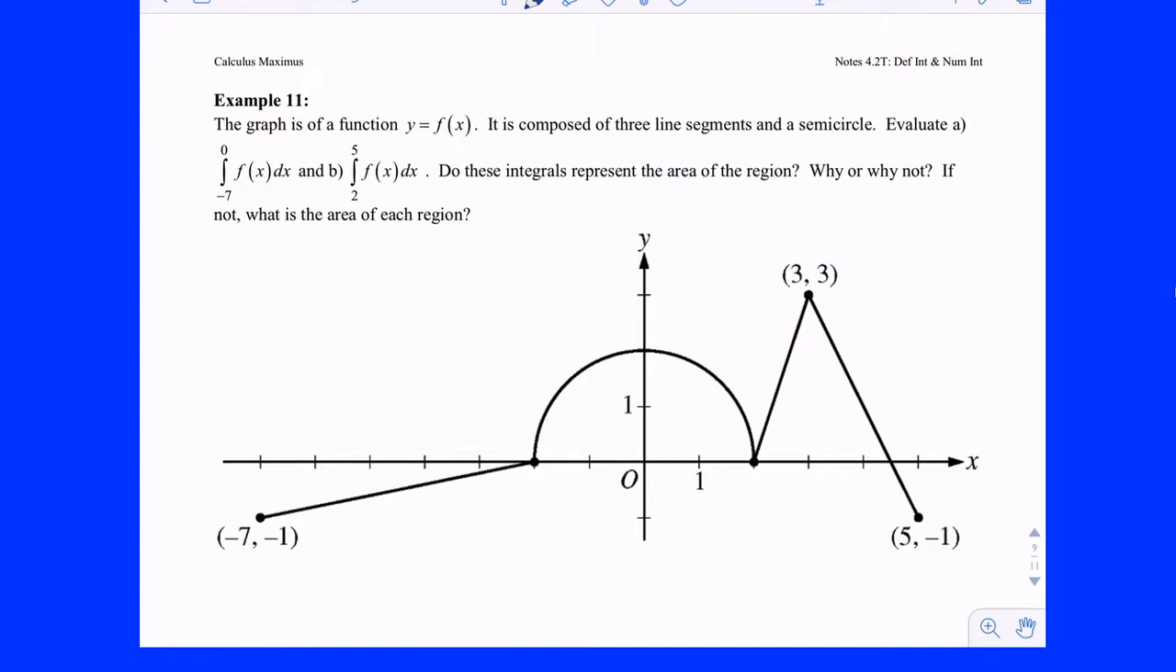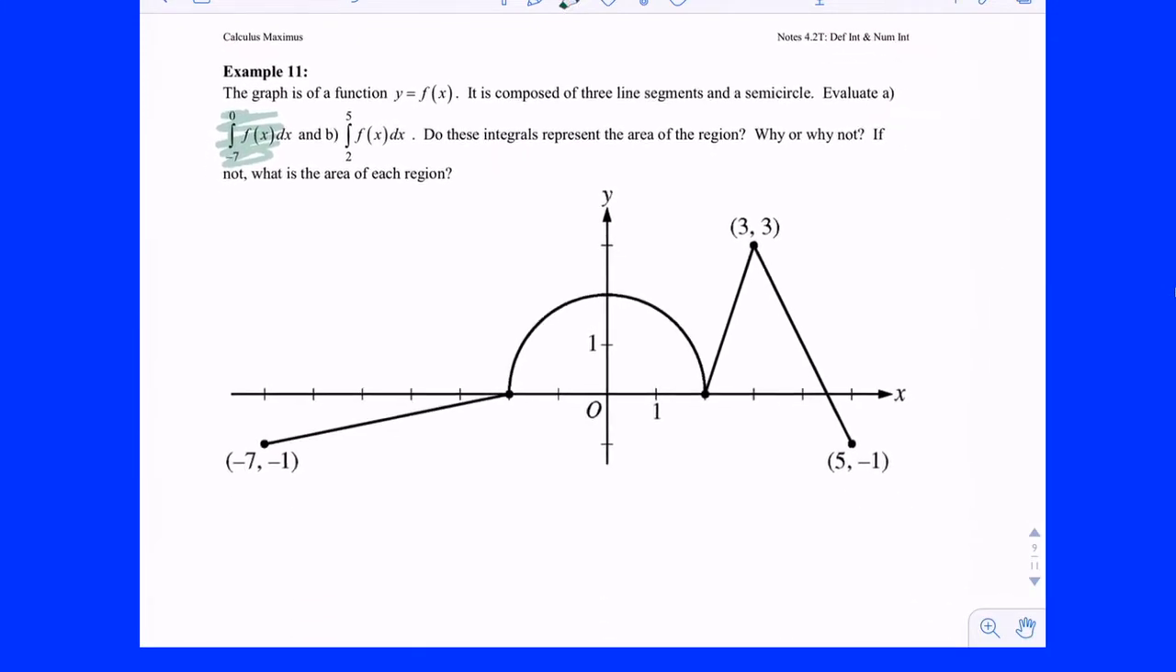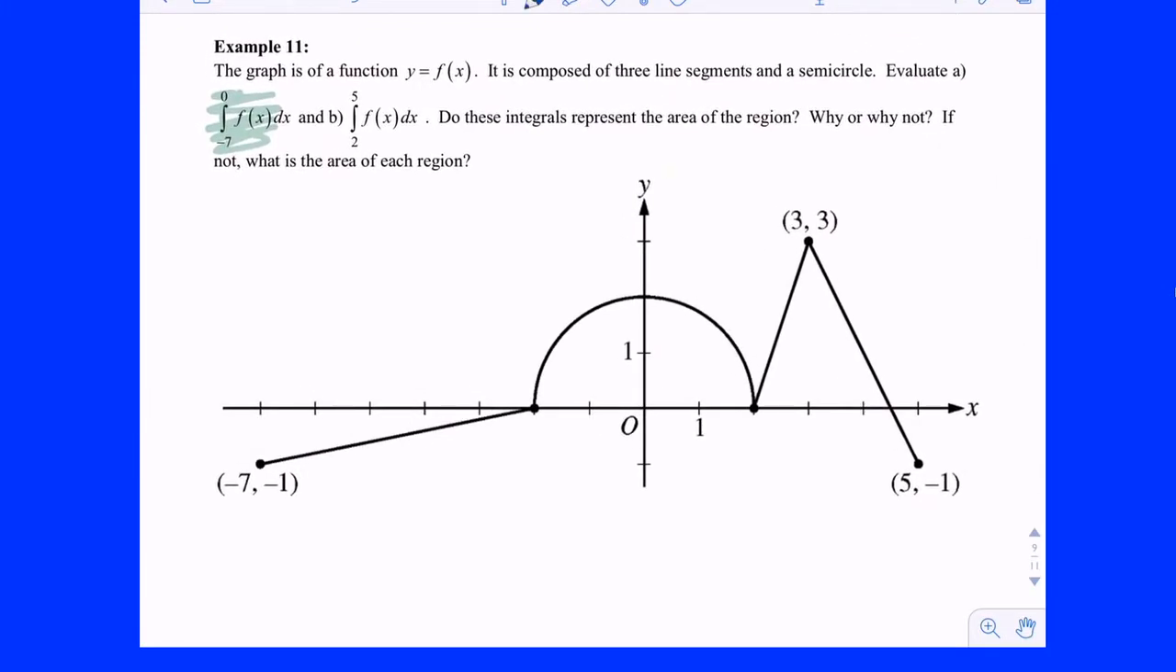It says the graph is a function y equals f of x. It's composed of 3 line segments and a semicircle. Okay, so line, I see that, line, line. And this shape here, which appears to be a semicircle, is in fact a semicircle. Got it. Part A, evaluate the integral from -7 to 0 of f of x dx.